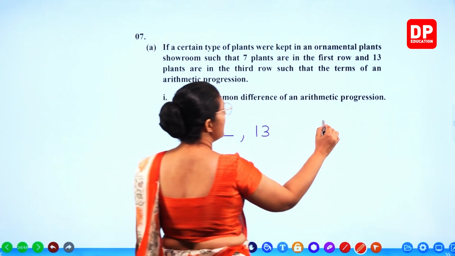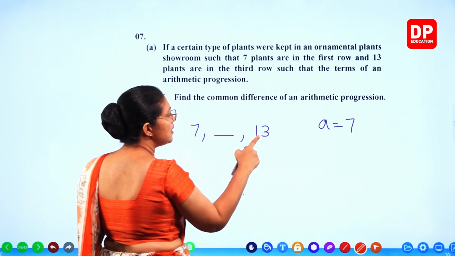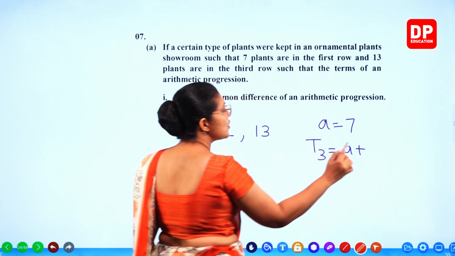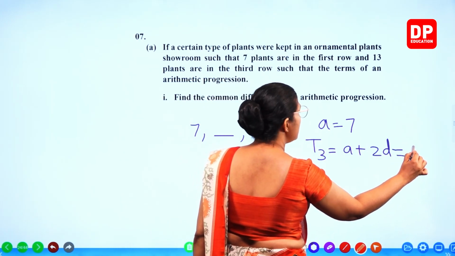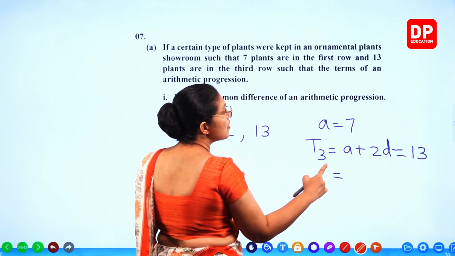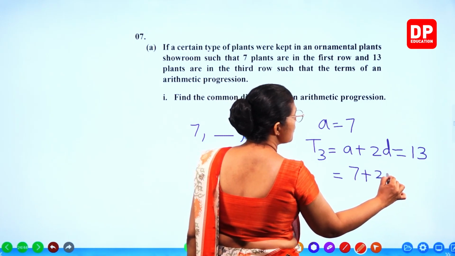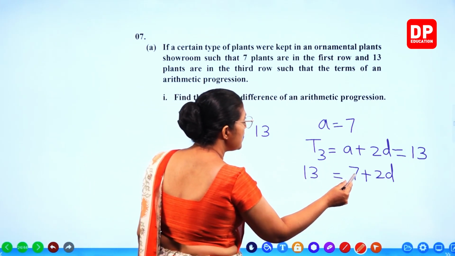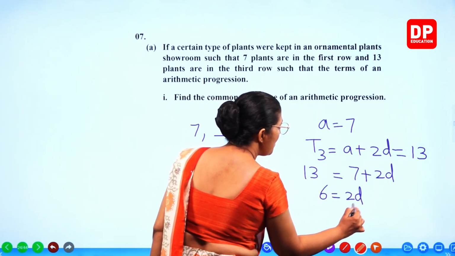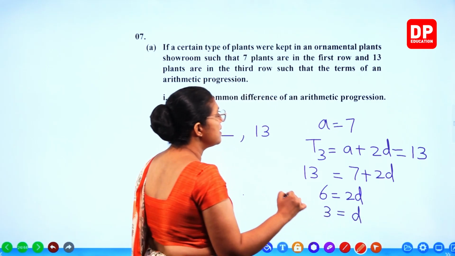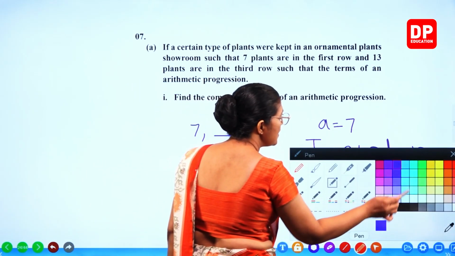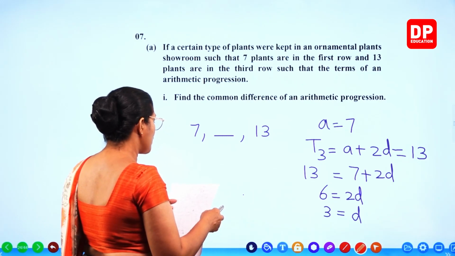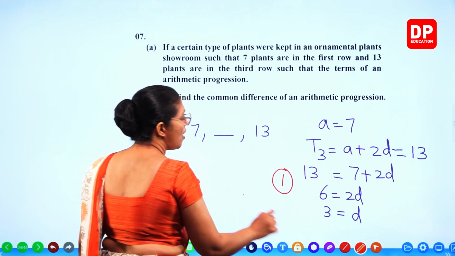First term is 7. How do you write down the third term? Third term is first term plus n minus 1 d. 3 minus 1 is 2d. That is given 13. So a is 7 plus 2d equals 13. You can solve and find d. 13 minus 7 is 6. 6 equals 2d. Divide by 2. You get d as 3. So the common difference is 3. Because this is an arithmetic progression. So you get 1 mark for that.